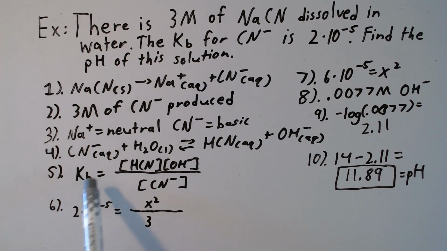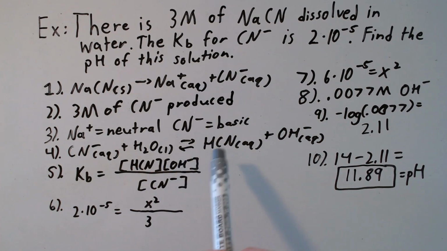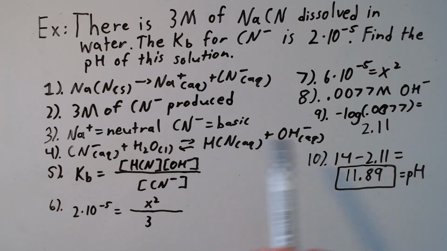So the Kb equals the HCN times the OH-, the concentration of the products multiplied, over the concentration of the reactant, the CN-.